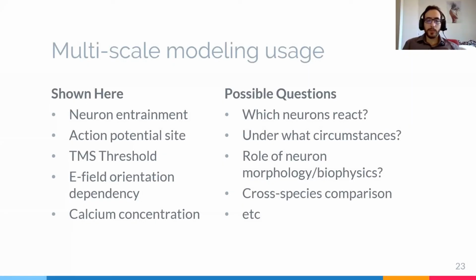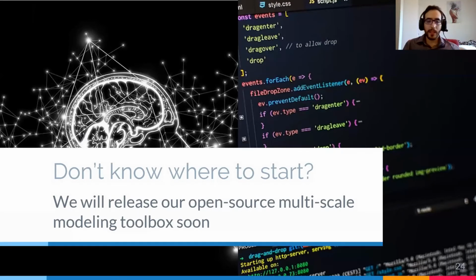And I want to specify that I showed some of the capabilities of multi-scale modeling and what answers we can give to some scientific questions. But I want to make sure you understand that these are not the only possible things that you can answer. There are many other important questions in the field that multi-scale modeling can help with. For example, when you apply NIBS, what type of neuron reacts? Under what circumstances do neurons react? What is the role of morphology and biophysics of the neuron in NIBS activation? How to translate the results between different species, for example, monkey, mouse, humans, and a lot of other questions.